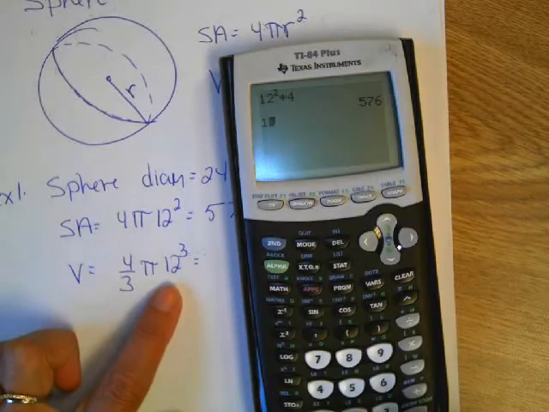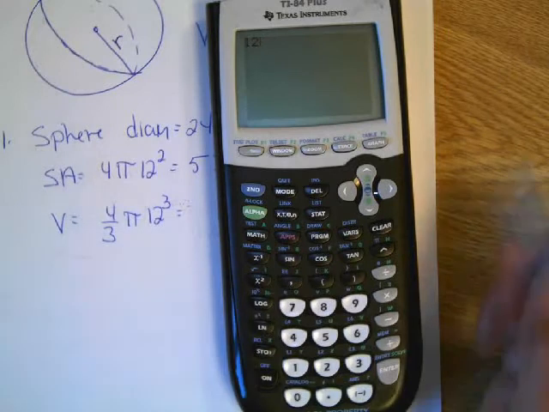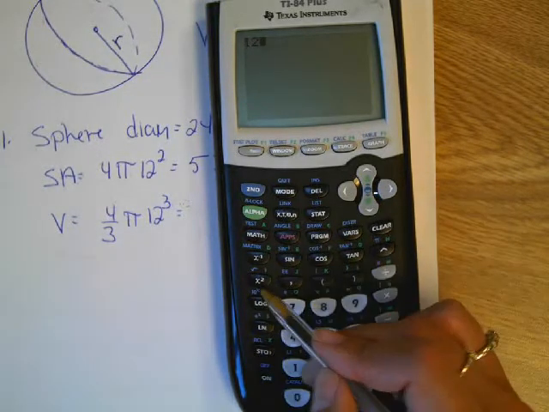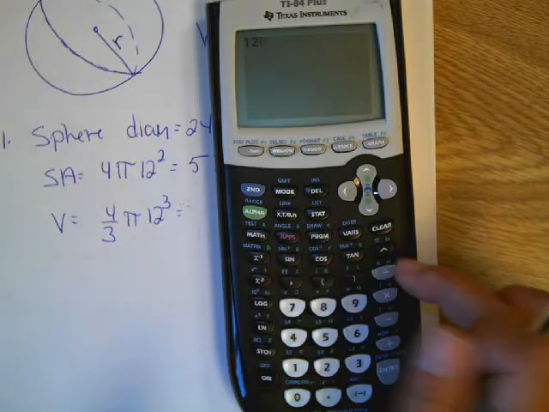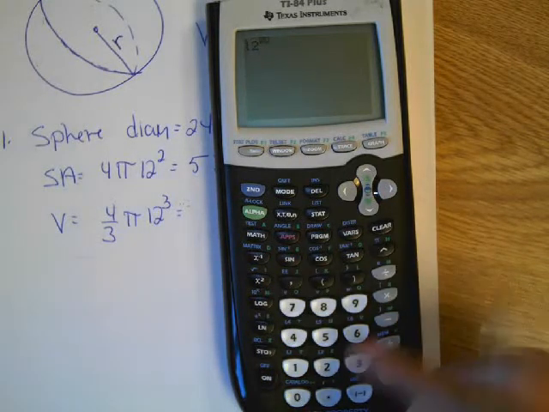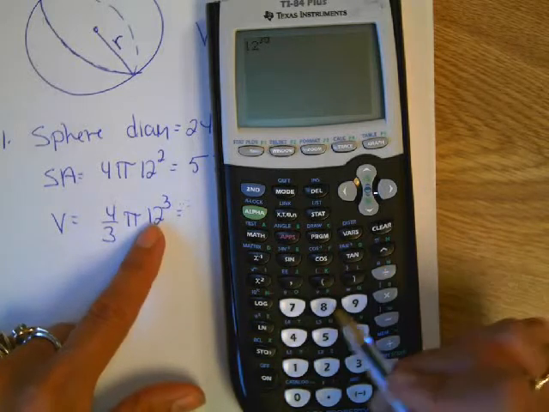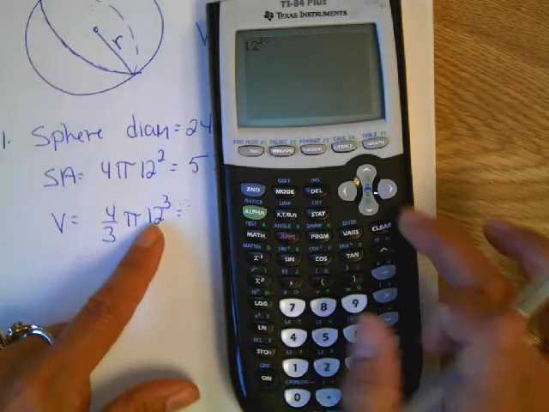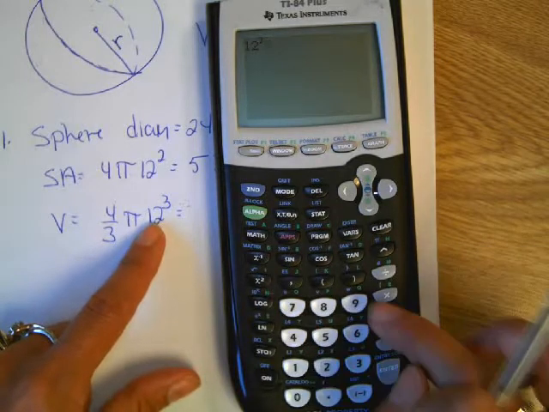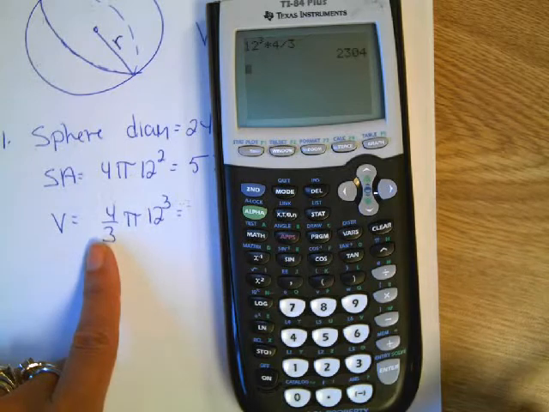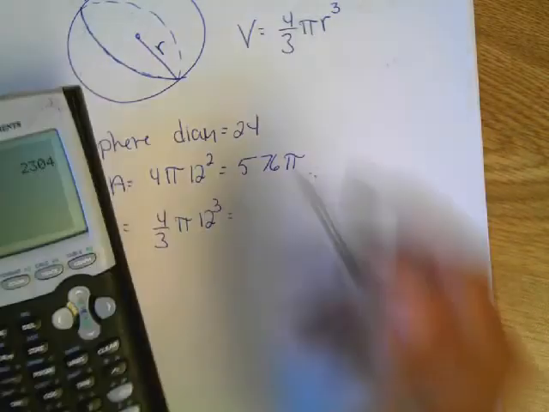Here, 12, and for the cube, you've got to find a caret button on here. Some calculators actually have a cube with a 3. I don't have that, so I'm just going to use the caret, 3. So all in all, your calculator works, so you'll be able to find that. Otherwise, you got to go 12 times 12 times 12. You always have that as a default. And then times 4 divided by 3. 2,304 pi.